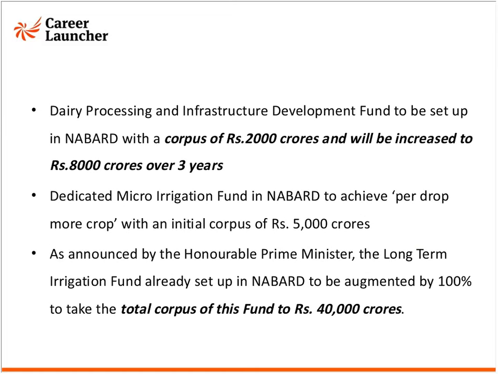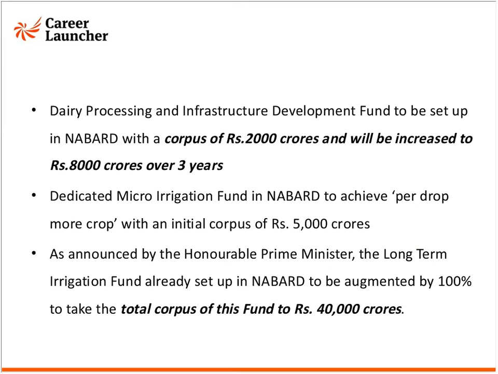Okay, then what else? For farmers, they've set up a dairy processing and infrastructure development fund with a corpus of 2000 crores, and they've said that this will increase to 8000 crores over the next 3 years. And then you will set up a dedicated micro irrigation fund. What is micro irrigation? Micro irrigation is essentially like more crop per drop.